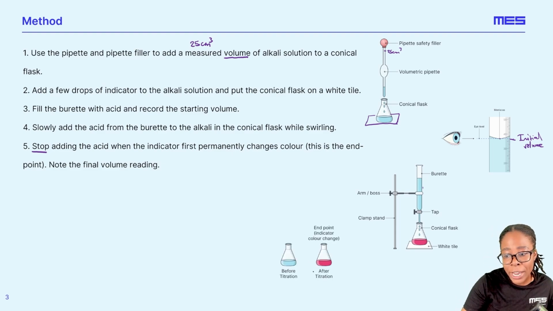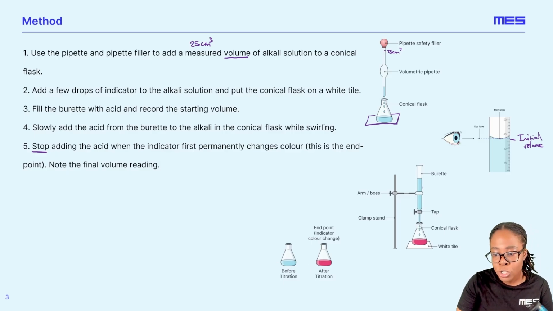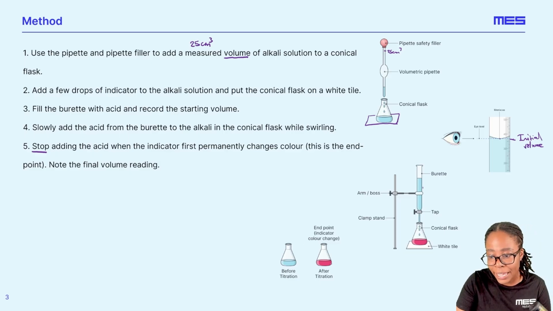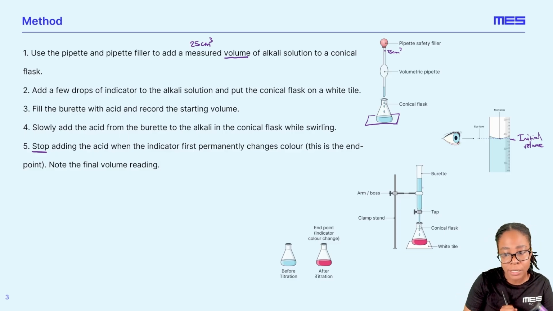So our color change, again, depends on which indicator we're using, but it needs to be a distinct color change. So before the titration, your solution might just be colorless. And then at the end point, we've got the permanent indicator color change here, which is pink.